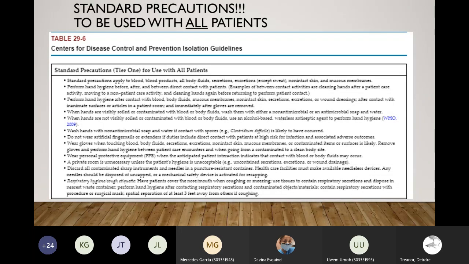Wear PPE when you may have contact with blood or body fluids. So, mask, gown. A private room isn't really necessary unless the patient's hygiene is unacceptable, secretions aren't contained, excretions, wound drainage, or in certain isolation. Discard all contaminated sharps and needles in a puncture-resistant container. Respiratory hygiene. Have patients cover their nose and mouth when coughing, using tissues, coughing into their elbow, that kind of thing.